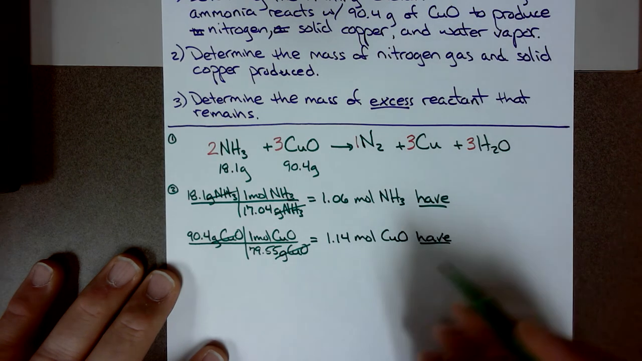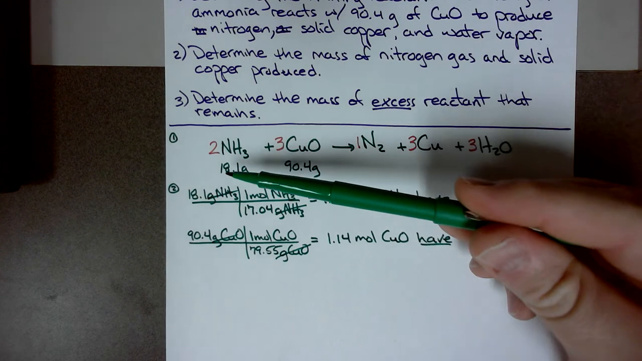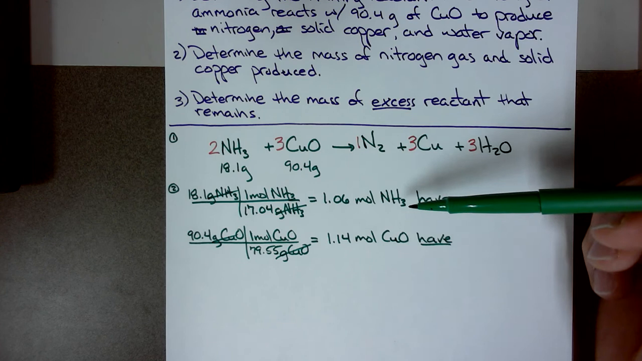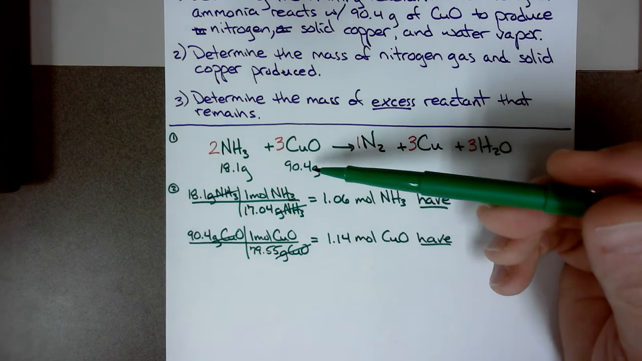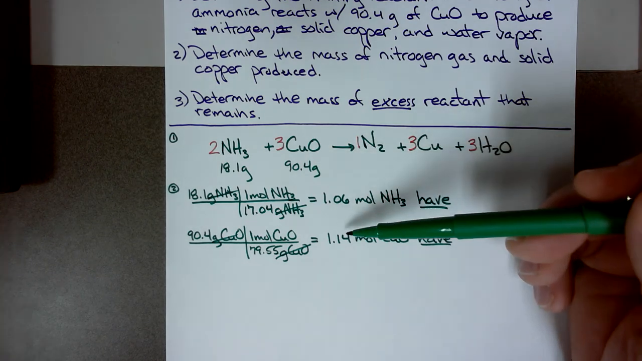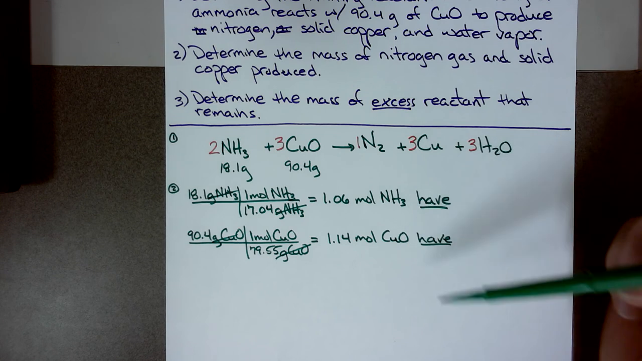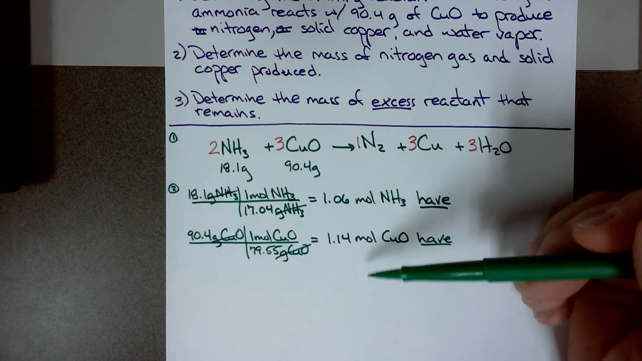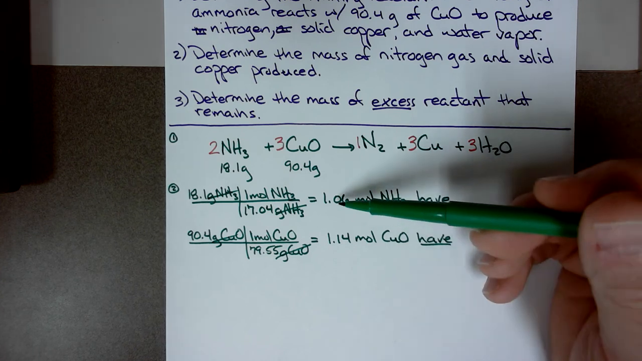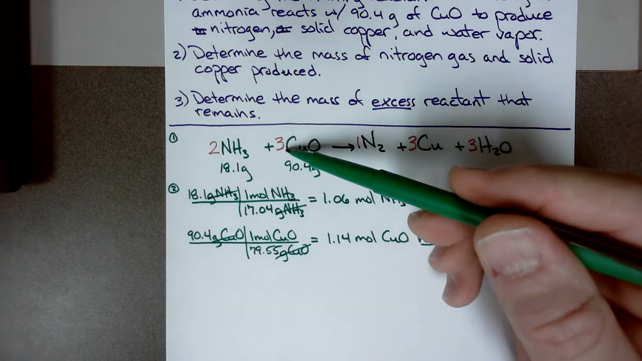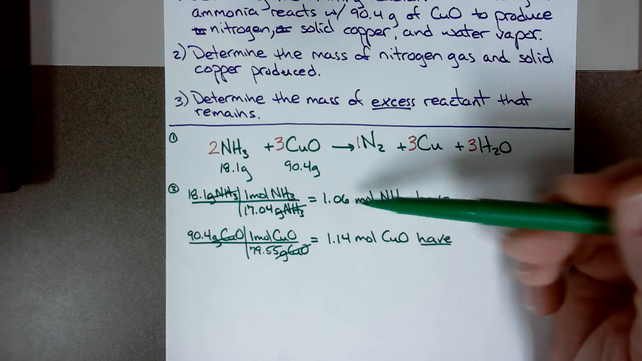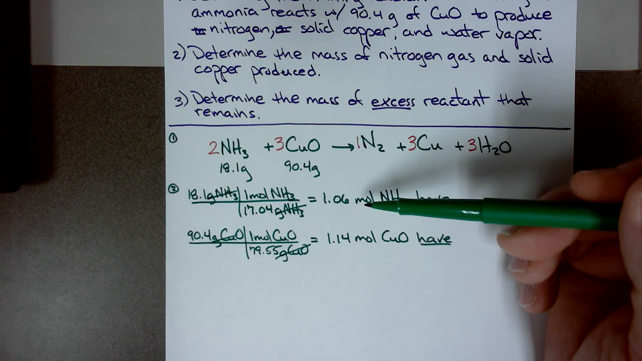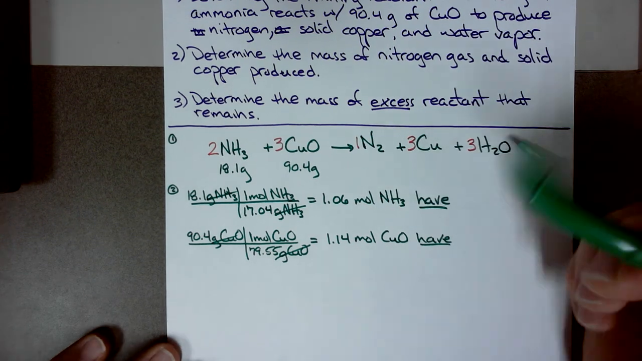So these are the amounts. The 18.1 grams is really saying that I have 1.06 moles of ammonia, and the 90.4 grams says I have 1.14 moles of copper(II) oxide. Now I still cannot determine what's limiting based on these values, because this doesn't account for the ratio that they react with each other. So do not stop here and say, oh, ammonia must be limiting because it's less. That does not work. You've got to do one more step.